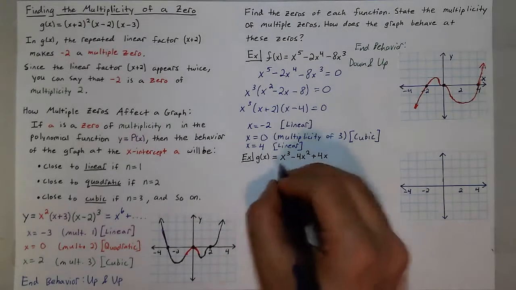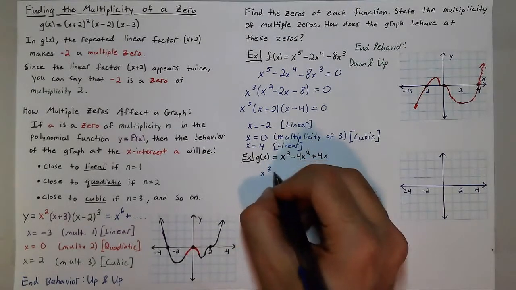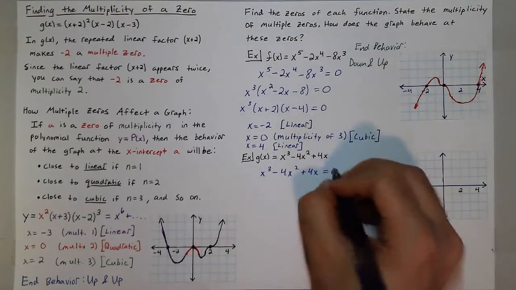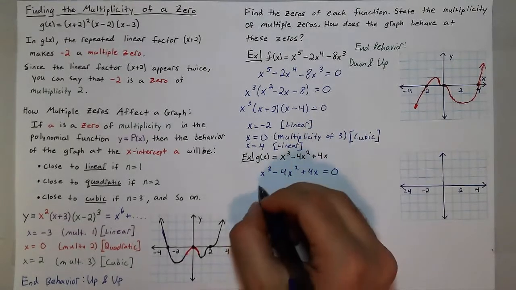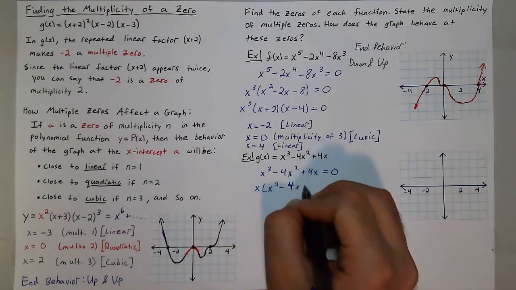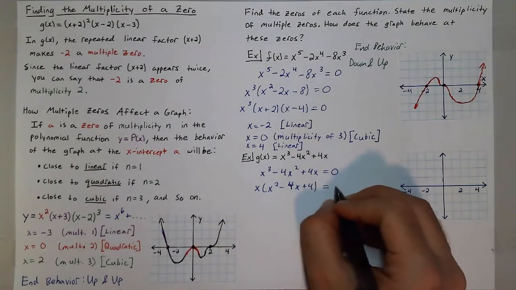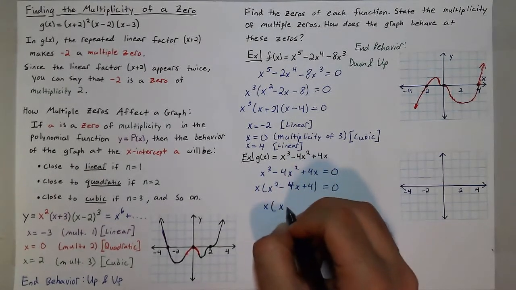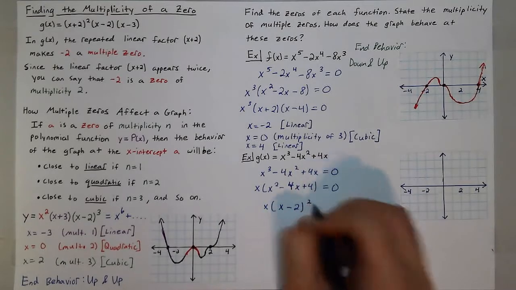Now let's see what the next example looks like. I want to find its zeros first. So I'll set x cubed minus 4x squared plus 4x equal to 0. They all have an x in common, so I can factor that out first. And then this is a perfect square trinomial. So when it factors, it just becomes x minus 2 squared.